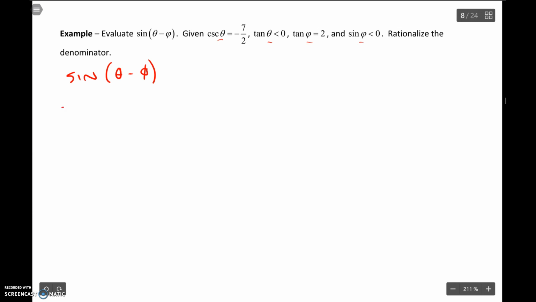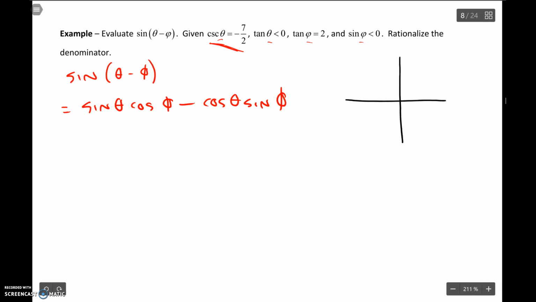But if I use my identity, sine is sine, cosine, cosine, sine, same sign. So now I've got it written down into sines and cosines of each of the individual angles, and I need to know what those angles are. Granted, I do know the cosecant of theta, so I should be able to find the sine of theta really easily. But how do I find the cosine of theta? Well, let's look at each of these angles individually and draw them in the correct location with the correct triangle.